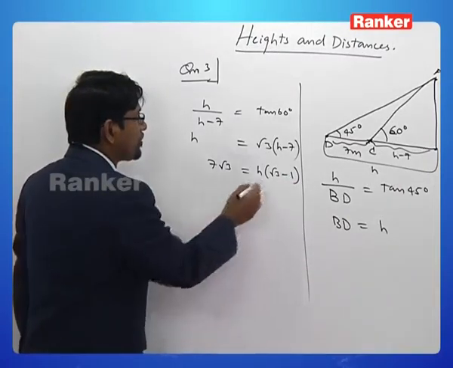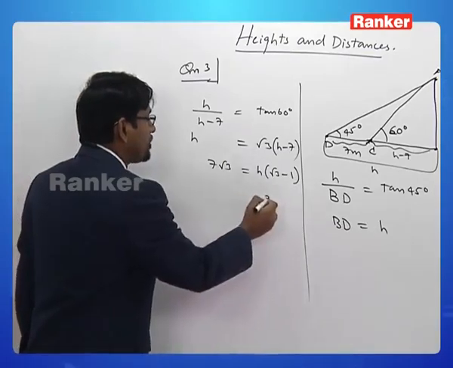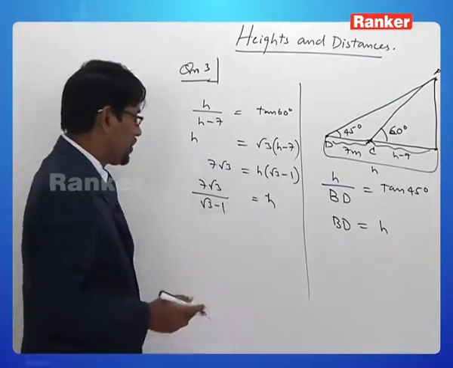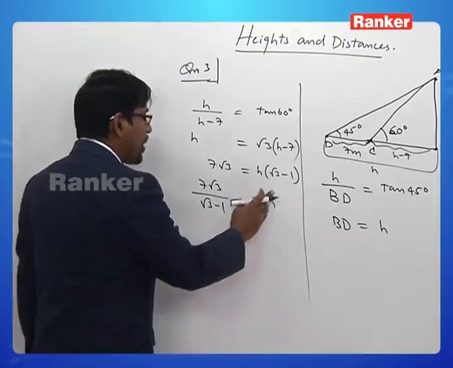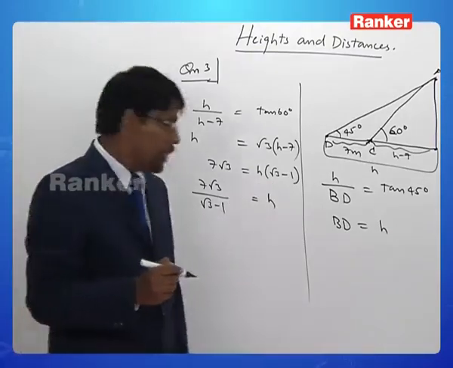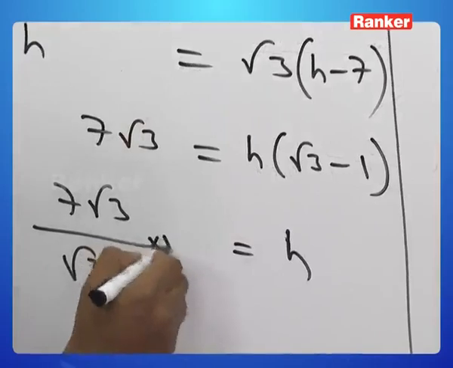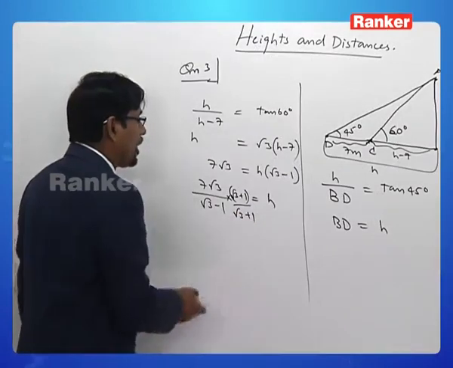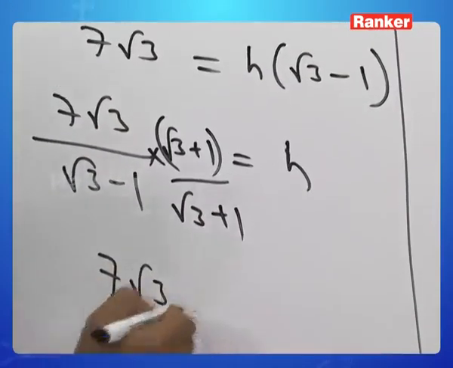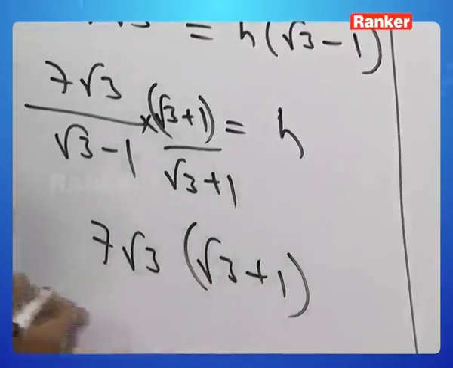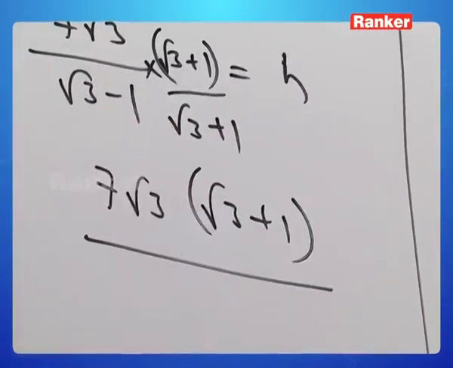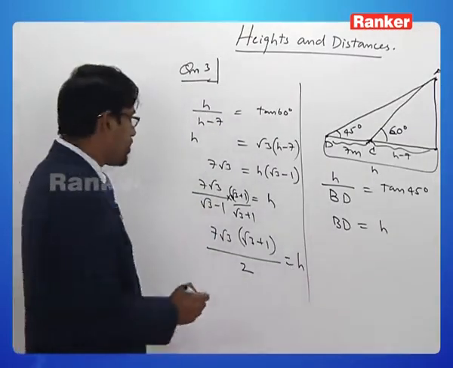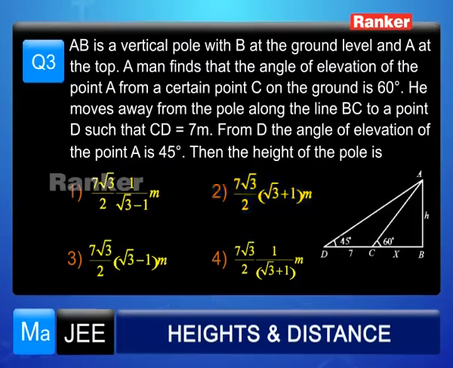Therefore, what is H? H is 7 root 3 divided by root 3 minus 1. Now, that can be rewritten this way. We will multiply and divide by root 3 plus 1, that is, we are rationalizing the denominator. So what do we get here? We get 7 root 3 into root 3 plus 1 in the numerator, and in the denominator, root 3 squared minus 1 becomes 3 minus 1, that is 2. That is equal to your H. So the right option is option 2. Option 2 is the right answer.